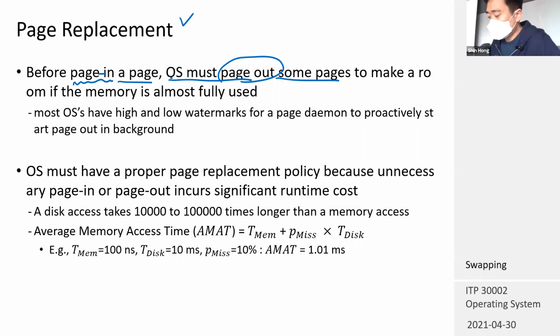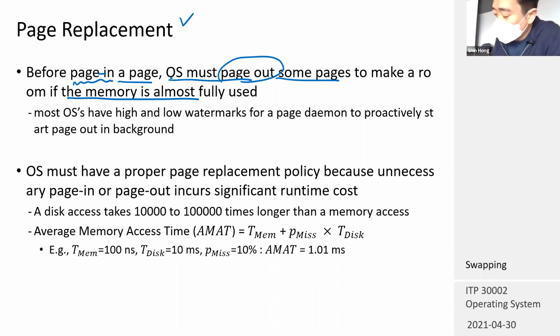Yeah, and such page out action should happen when memory is almost fully used. I mean, if memory is not that busy, we don't need to really swap out anything. Just allocate a free available frame to the new pages. But if memory is pretty busy, then we need to swap out the data.